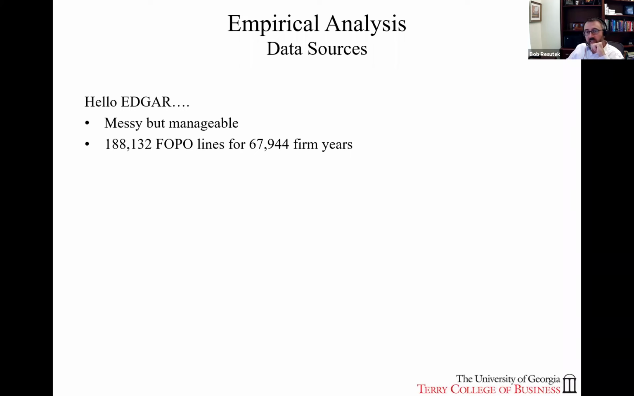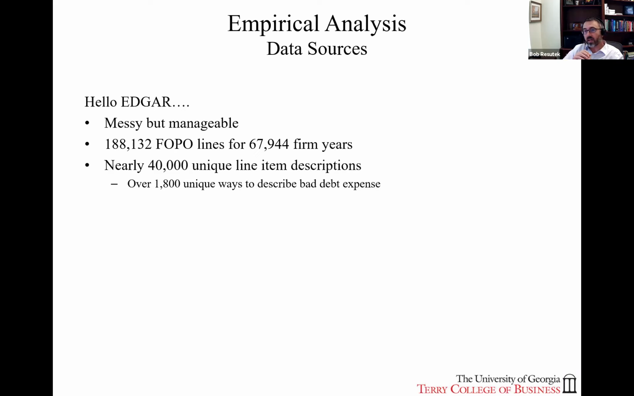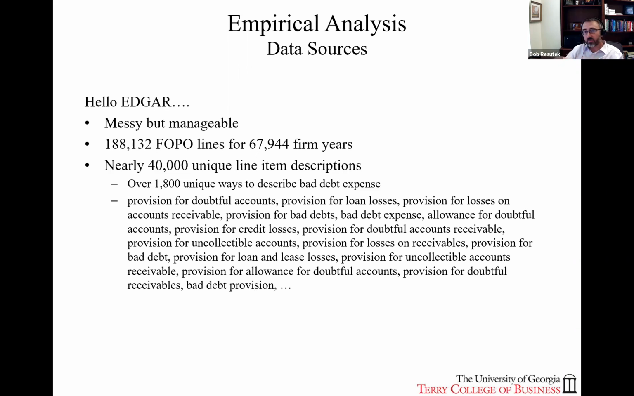It's pretty fascinating. This slide shows 188,000 different FOPO line items across 68,000 firm years, with 40,000 unique line item descriptions. There are 1,800 unique ways that firms describe bad debt expense, provision for doubtful accounts. All these different things that you and I as accountants understand, but it's fascinating to say, holy crap, there are 1,800 different ways this is stated across 21 years. This took many months to run, but I think we were able to get a good sample of what comprises this FOPO data item.